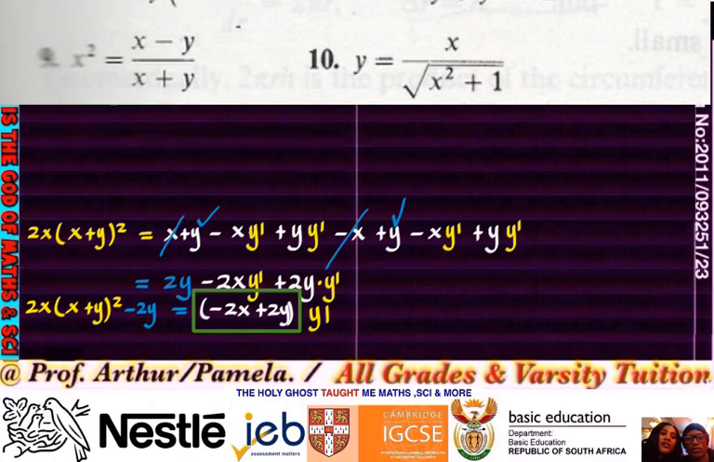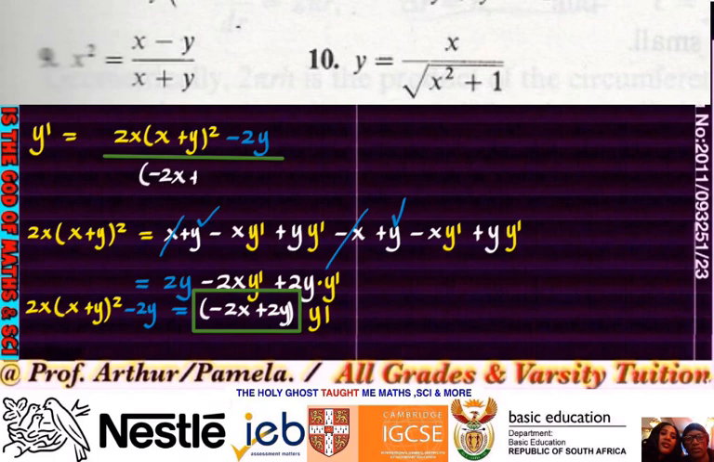Correct? Yeah, so I'm going to write it as y prime now becomes 2x into x plus y all squared minus the 2y, and then all over that white portion, which is minus 2x and then plus the 2y. Maybe while it might cancel. So that will be the thing. I think now you got it.